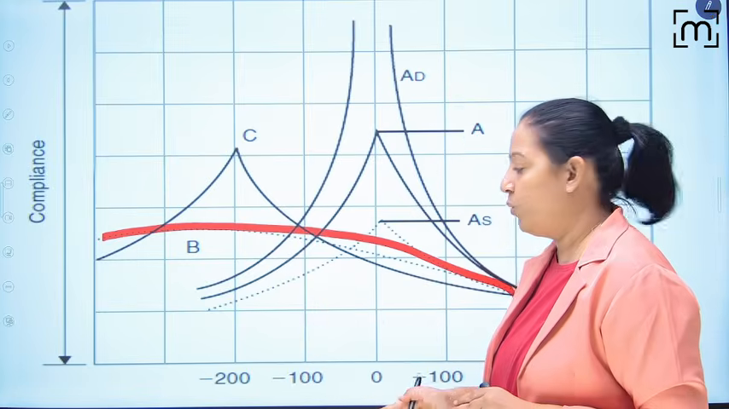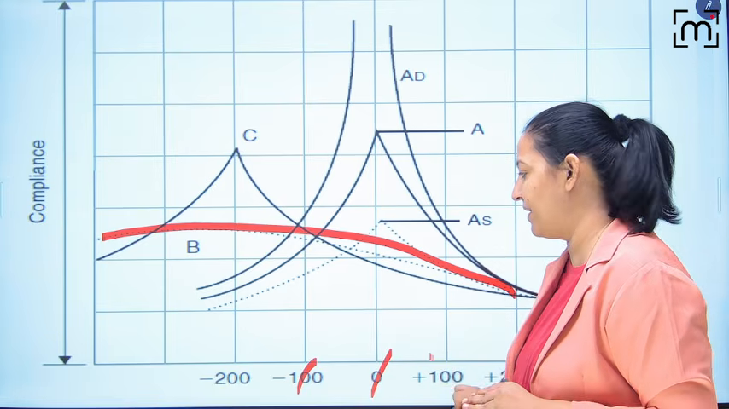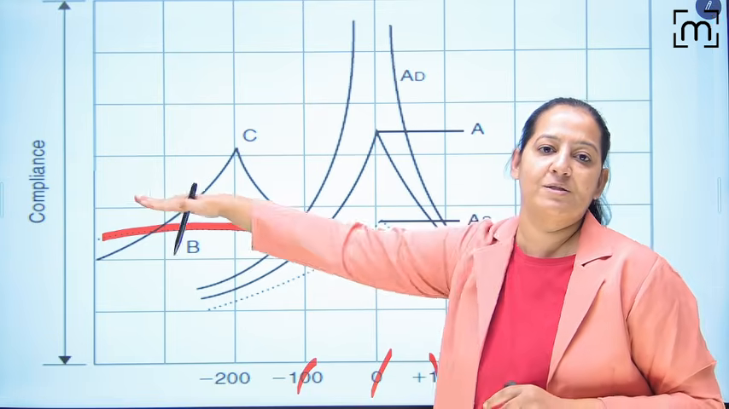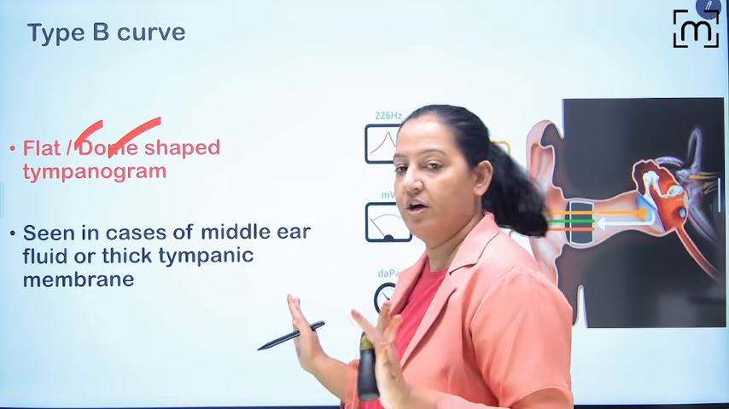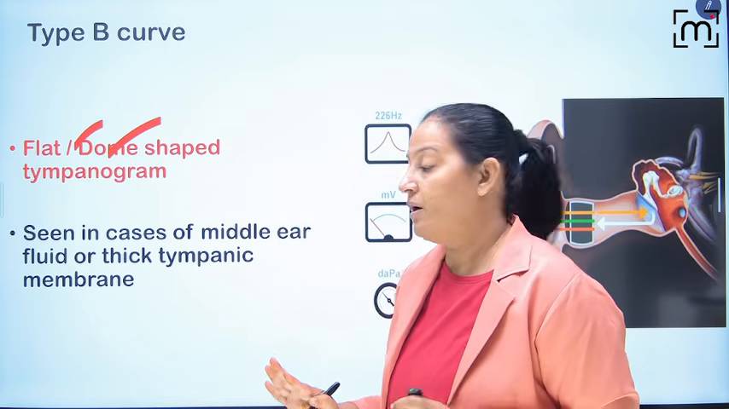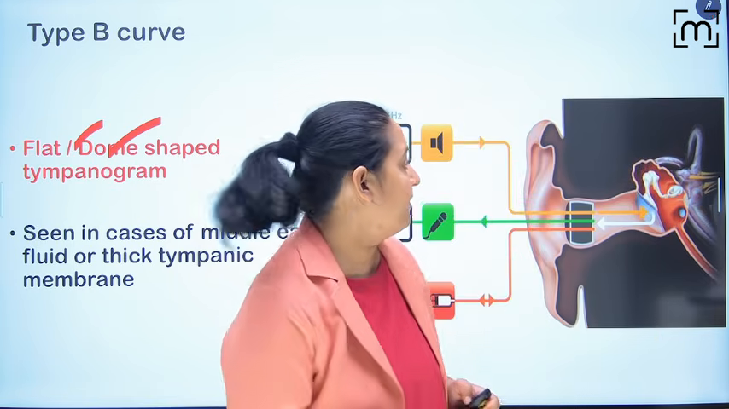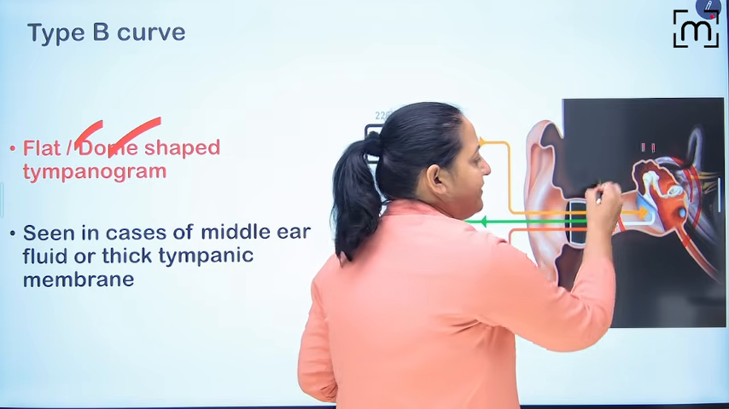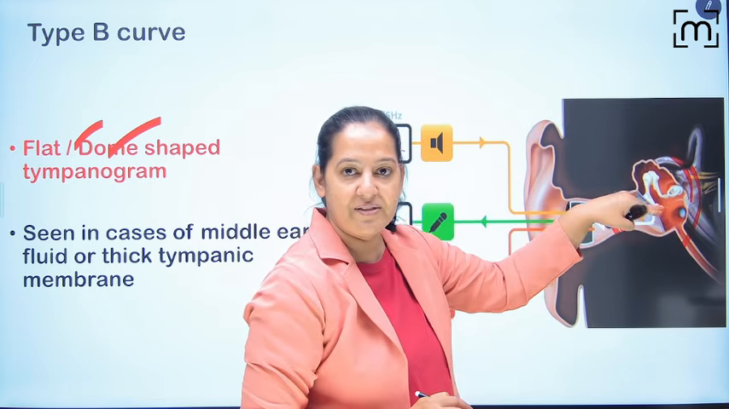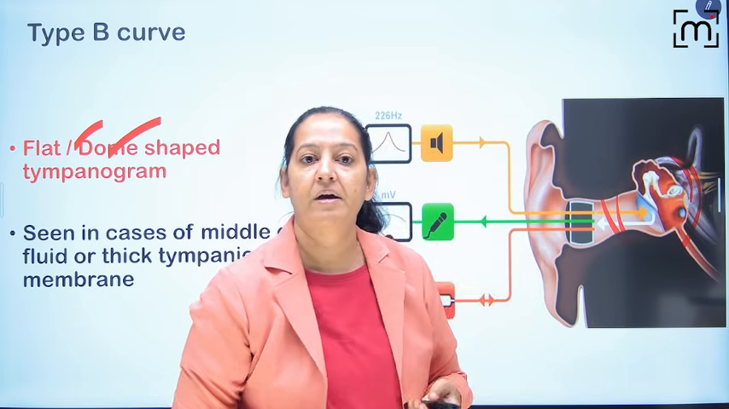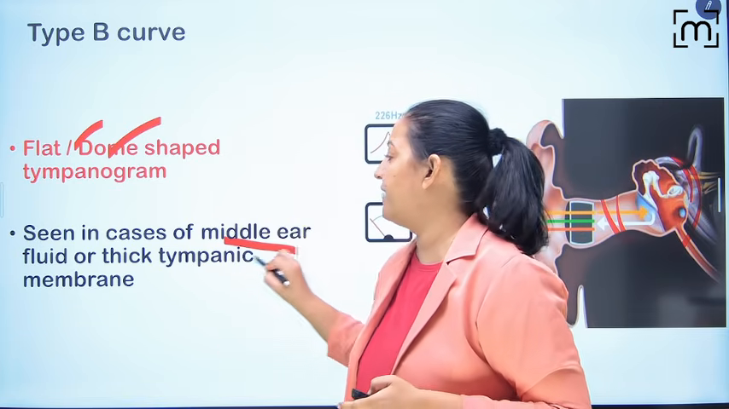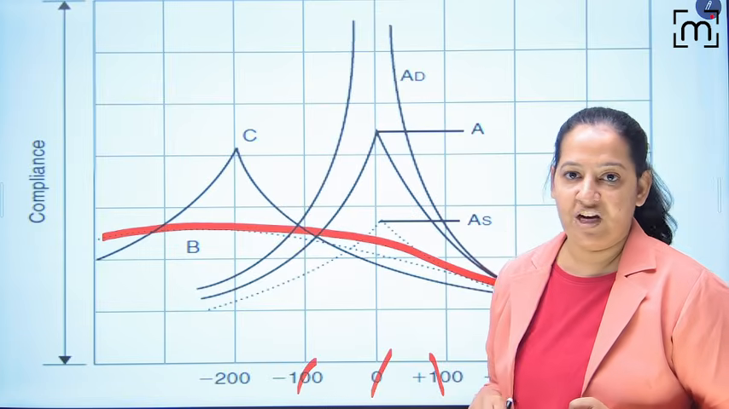No effect of pressure. Whatever is the pressure, whether it is 0, minus, or plus, there is no effect of pressure. Compliance is almost the same. No effect of pressure on the compliance. It is seen in fluid in the middle ear. If there is fluid in the middle ear, even on increasing or decreasing pressure, it is not passed ahead. So with fluid in the middle ear, like serous otitis media, this type of pattern is seen.